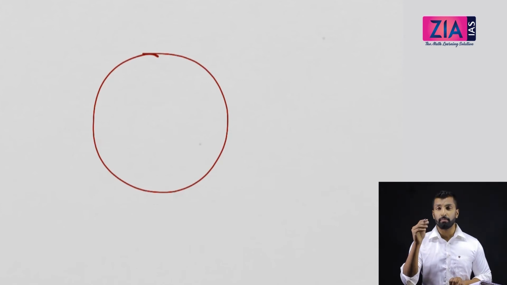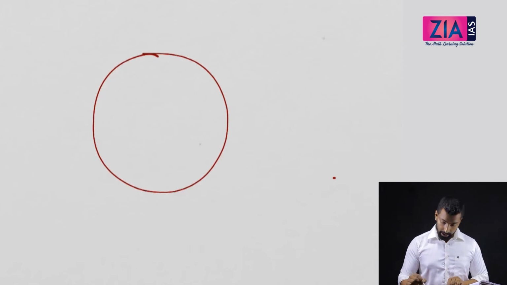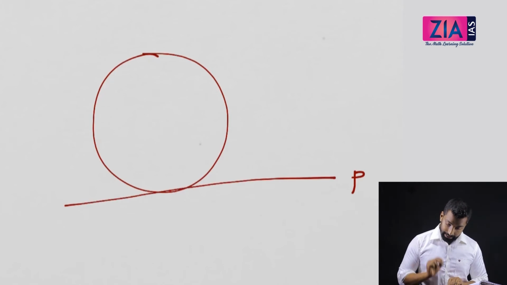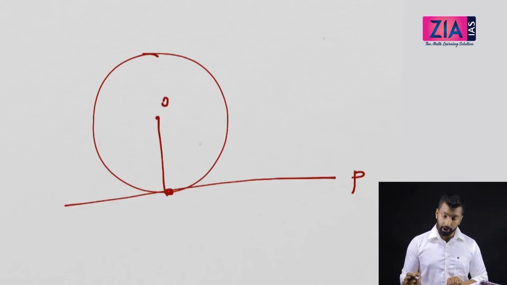Now another important property, which is going to be useful in many questions. You have an external point, let's mark it as P. You make a tangent, which touches the circle at this point. From center O, if you drop a line to that point, this angle will be 90 degrees.